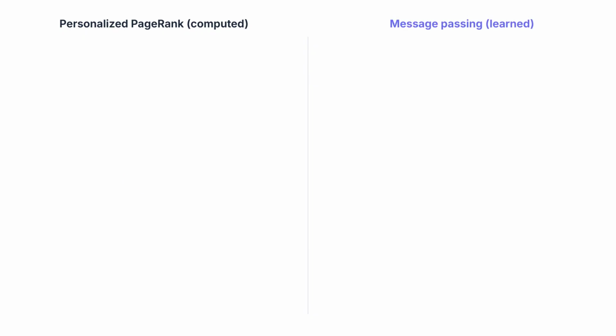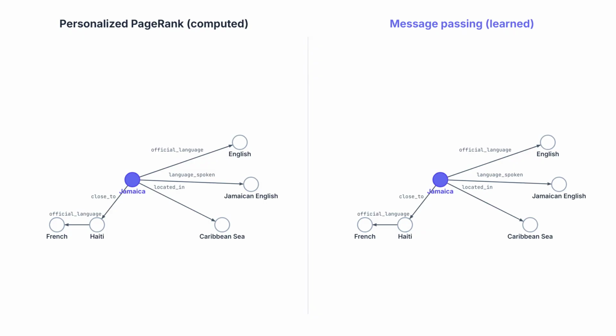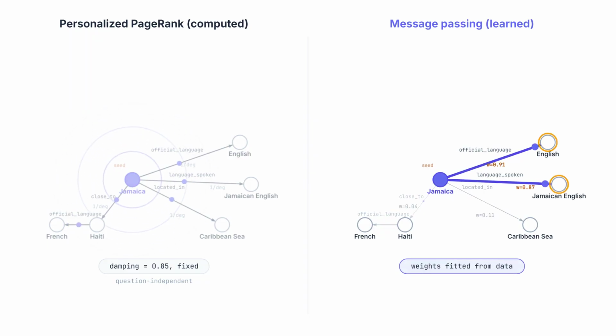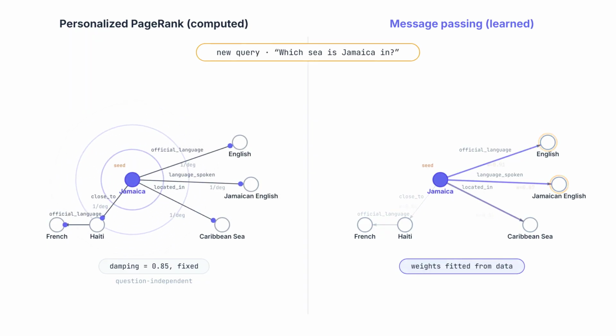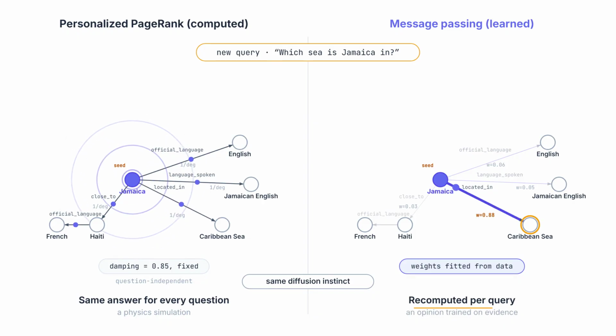Compare that directly against Personalized PageRank, which we unpacked at length in Course 1's GFMRAG module. Both of them push signal outward from seed nodes, but PageRank's damping factor is a constant you chose yourself. Its edges are effectively uniform, and it treats every question on Earth identically. The graph network's propagation weights were fitted from data, and they are recomputed for every single query. Same diffusion instinct. One is a physics simulation. The other is an opinion trained on evidence.